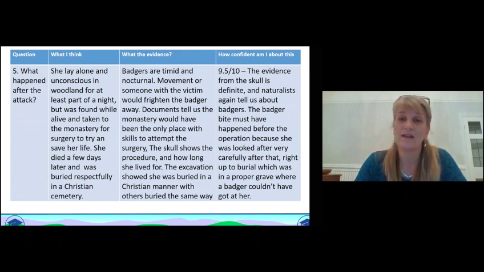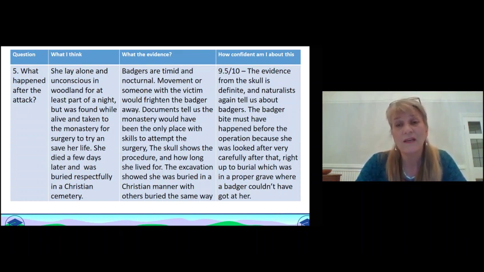So what's the evidence? Well, badgers are timid and nocturnal. They would only come out at night, therefore she must have been there at night. Movement, either by her or by someone else with her, would have frightened the badger away. They are fairly timid.